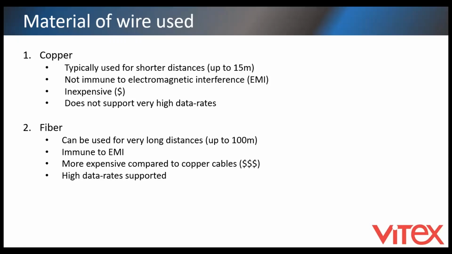The next material is fiber. As we all know, fiber revolutionized the sending of data across different distances and for different applications. So fiber uses light as its signal for data transmission. As light can propagate up to thousands of distances, in this application, they can be used for very long distances, such as up to 100 meters.